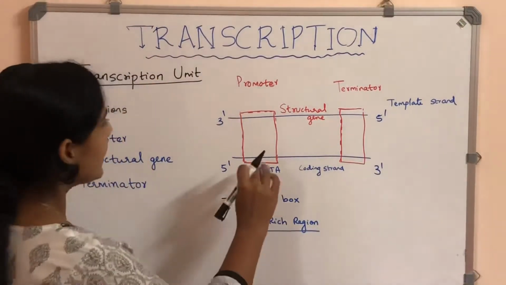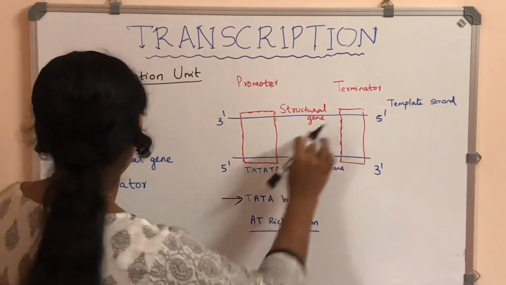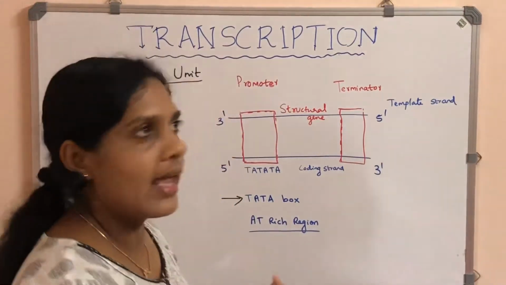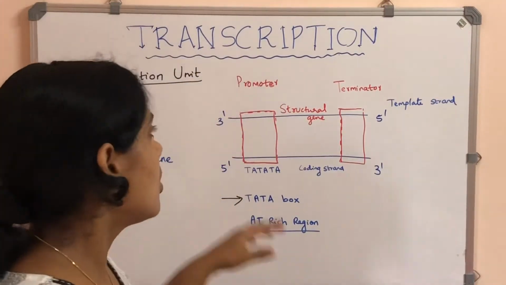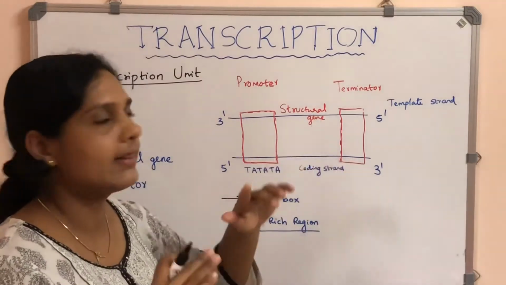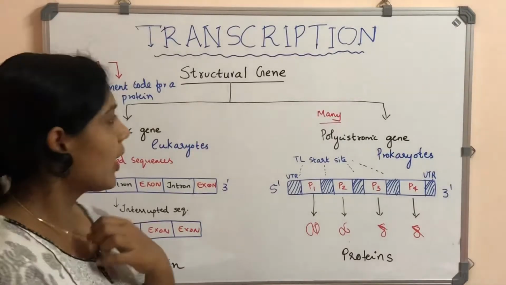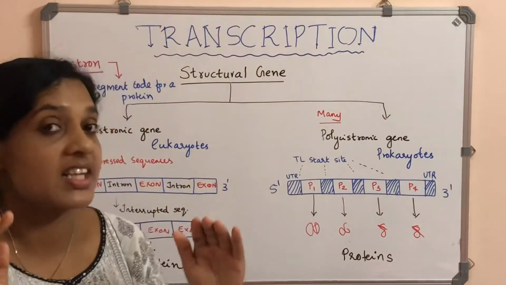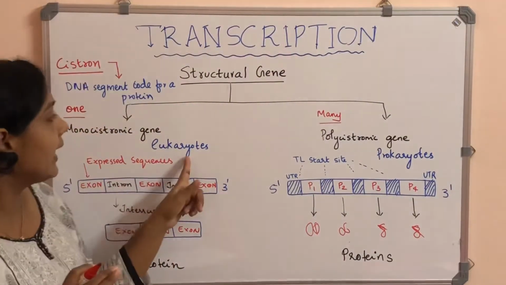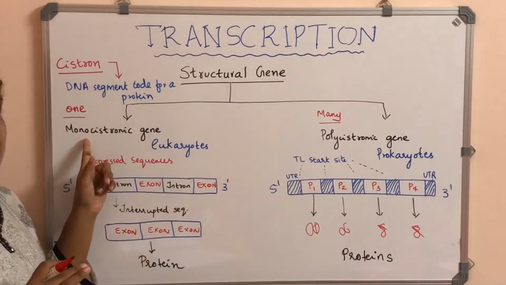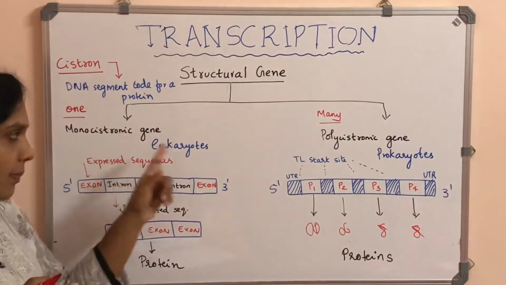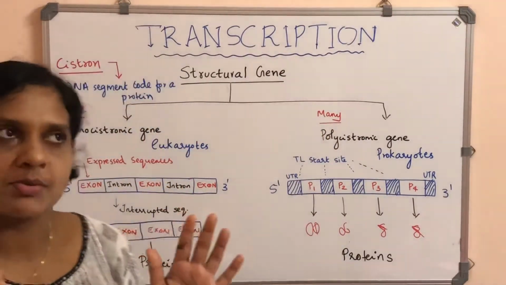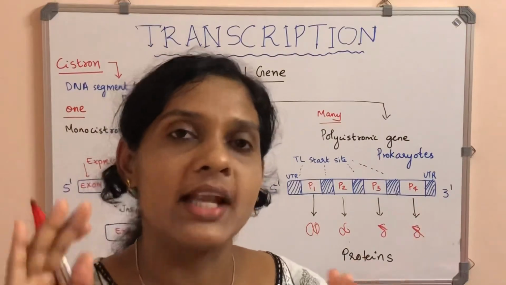It is followed by the structural gene, and finally there is a terminator which actually ends the process. Every process has to be ended, so the terminator will end the process. I have told you about structural genes. There are two types of structural genes. In eukaryotes, the structural genes are of monocistronic type, but in prokaryotes, they are polycistronic type.